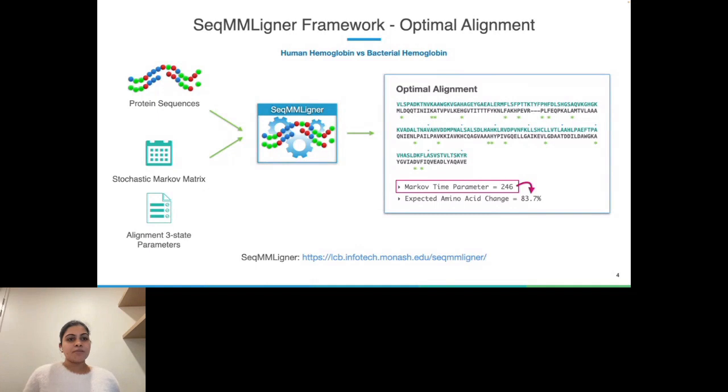This time parameter can be converted to a theoretical expectation of the percentage of amino acids that can change under that model of relationship. Well, the problem already stated on the previous slide is that as sequences diverge further and further, meaning that the Markov time parameter grows higher and higher, a single alignment relationship over sequences, including the best one under the model, becomes less and less trustworthy.